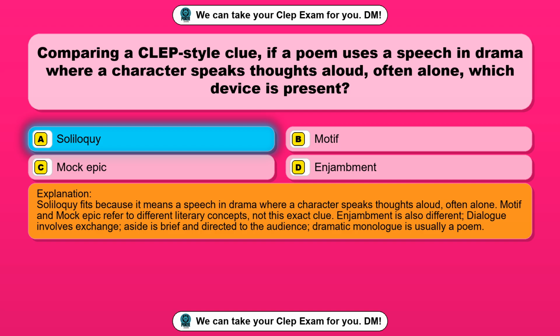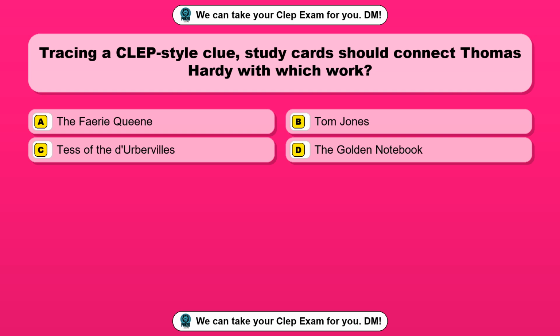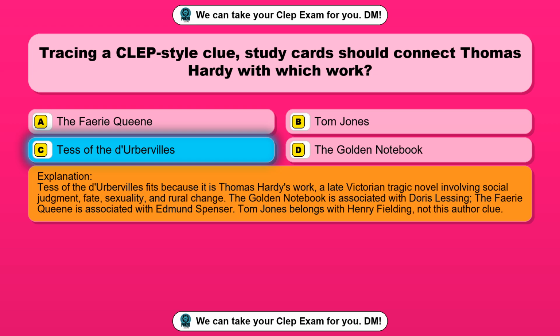Question 61. Tracing a CLEP-style clue. Study cards should connect Thomas Hardy with which work? Option A. The Faerie Queene. Option B. Tom Jones. Option C. Tess of the D'Urbervilles. Option D. The Golden Notebook. The correct answer is option C. Tess of the D'Urbervilles. Tess of the D'Urbervilles fits because it is Thomas Hardy's work, a late Victorian tragic novel involving social judgment, fate, sexuality, and rural change.